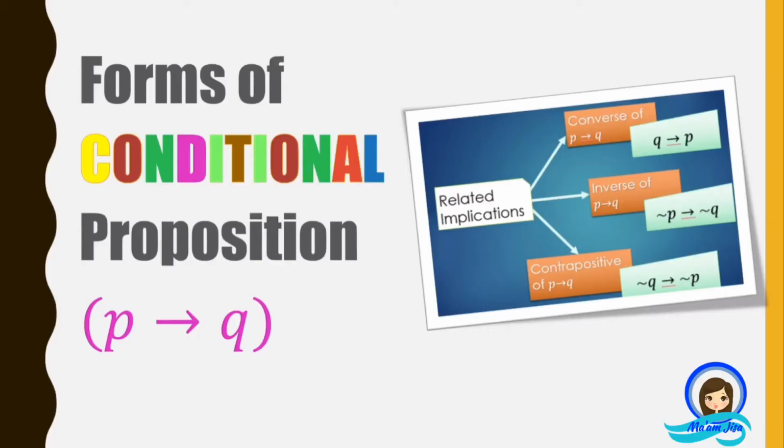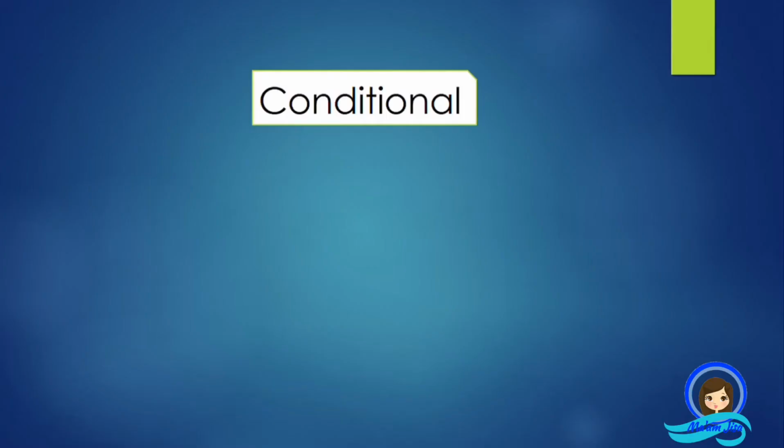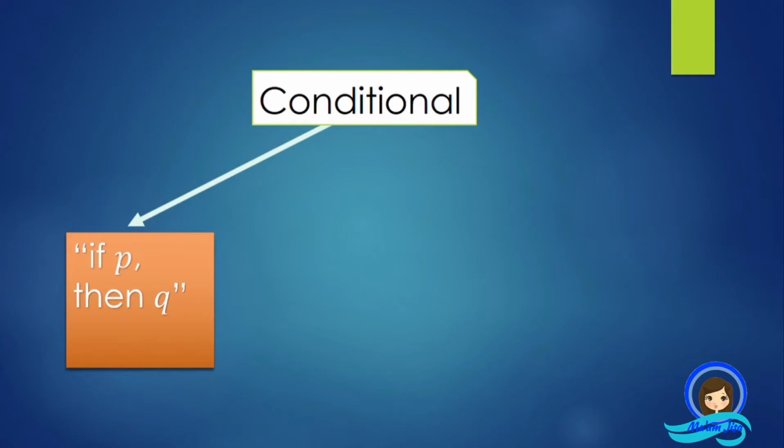What are different forms of conditional proposition? You will learn about it in this tutorial, so be with me as I discuss and share with you this lesson. As a review, conditional is of the form if P then Q, where P is the antecedent and Q is the conclusion or the consequent.